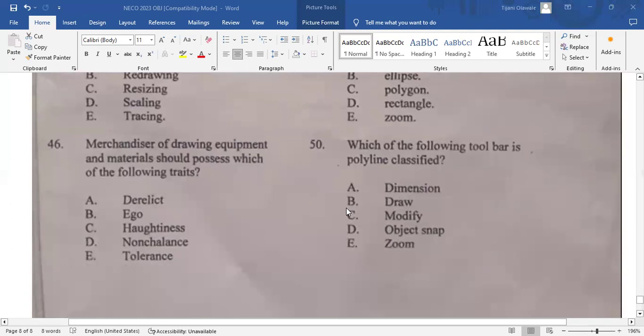Then the last question, which is question 50. It says that which of the following toolbars is polyline classified under? The answer is option B, that is draw. So we come to the end of this 2023 NECO objective questions and answers.